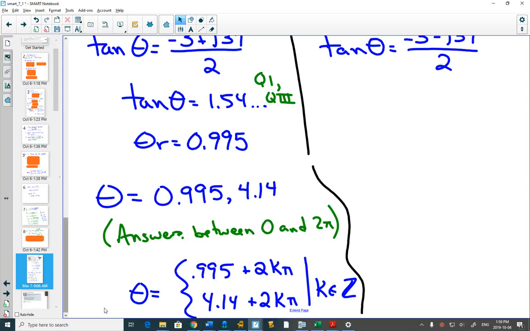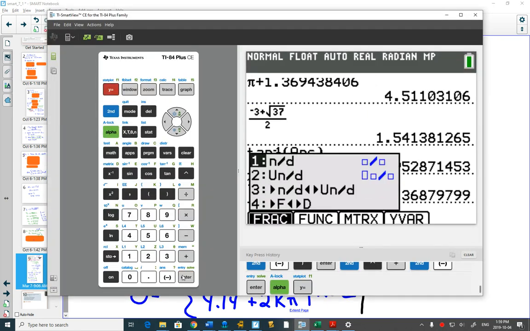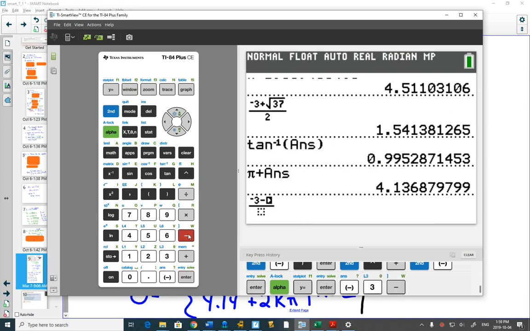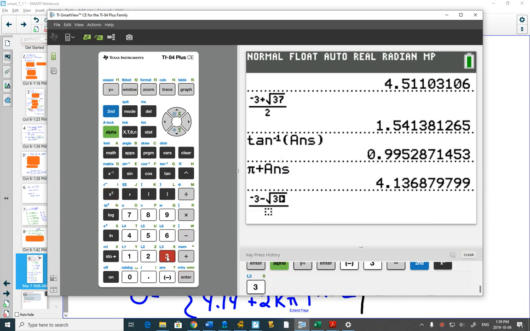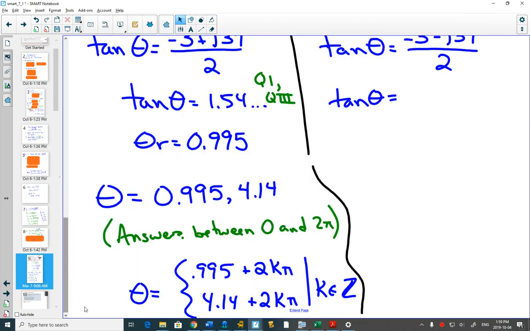We're going to do the same thing on the other side. We're going to first go to our calculator and see what happens if we write negative 3 minus the square root of 37 all over 2, negative 4.54.